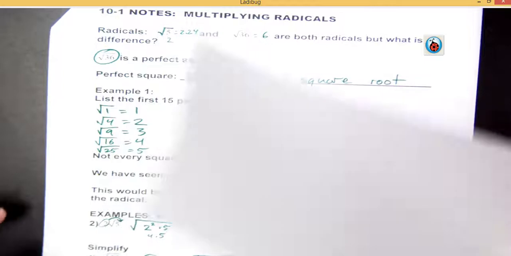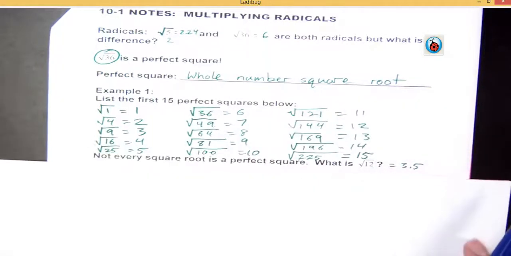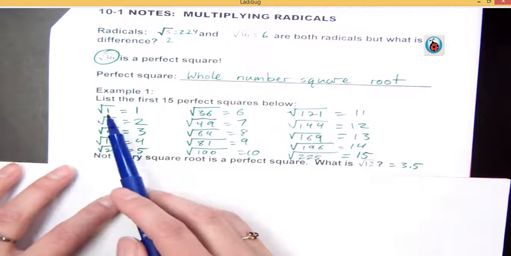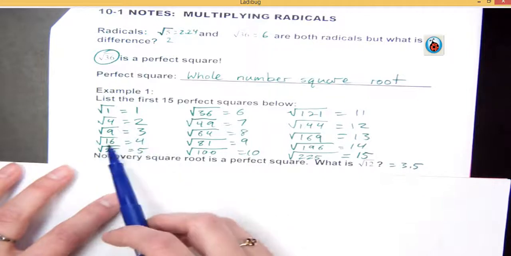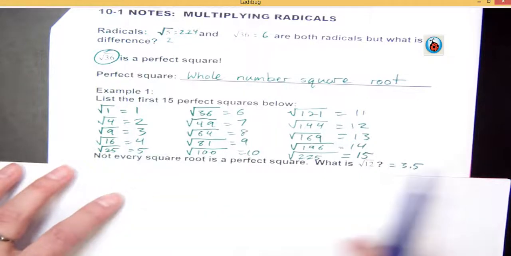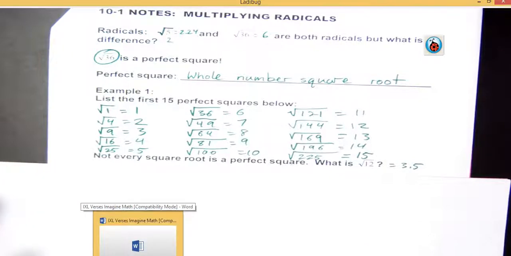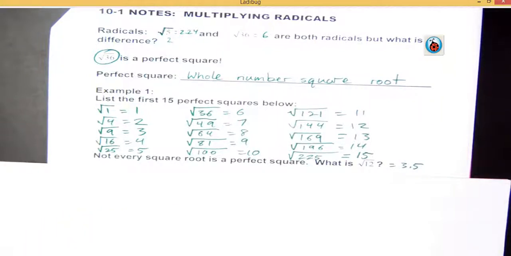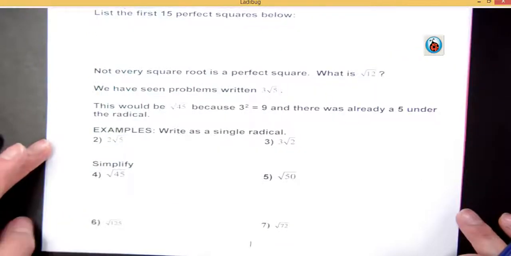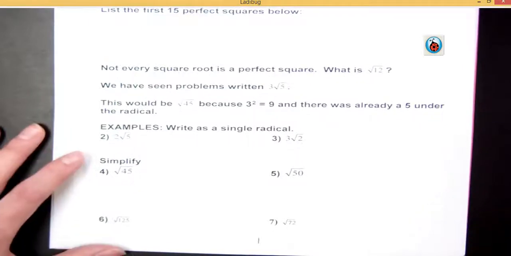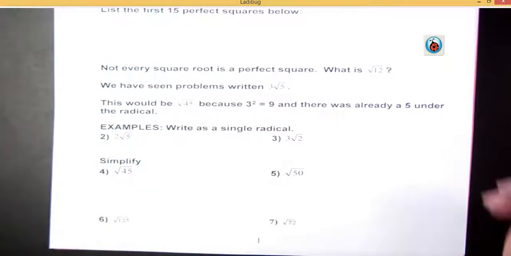If you need to pause for a minute and copy this in. Every number, 1, 4, 9, 16, 25. These are ones that, if you are familiar with them, will make it much easier going through this unit. But if not, you'll still be able to come back and look at this page of your notes. So then moving on down the page, this is just an example of how square roots work.